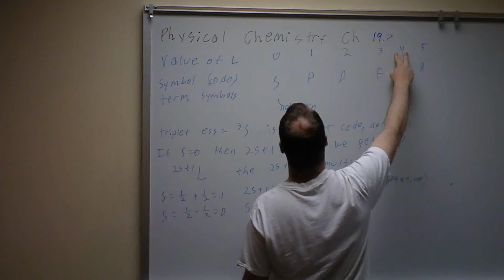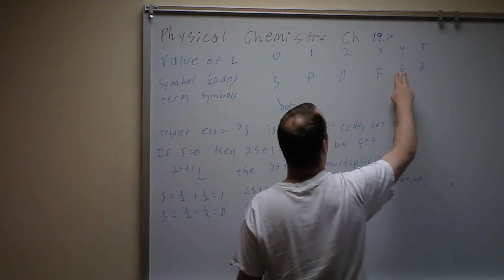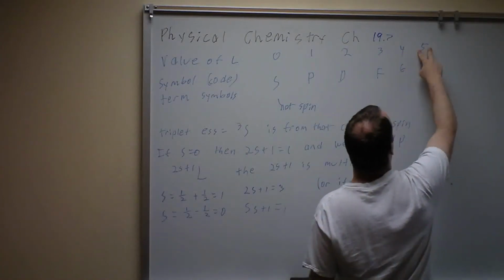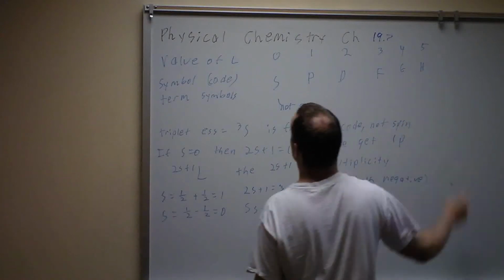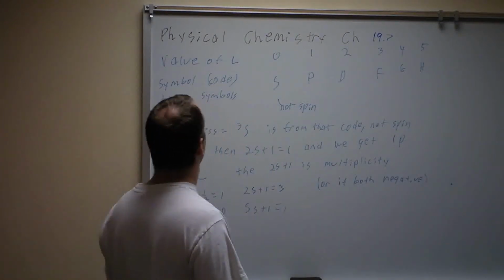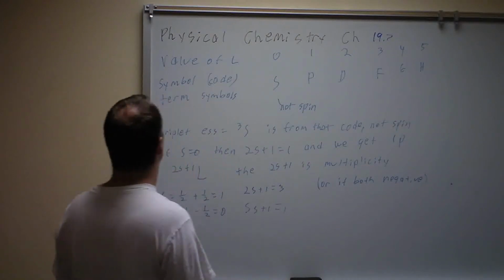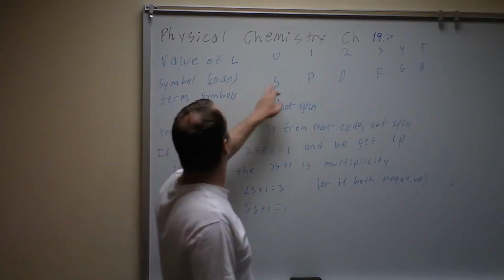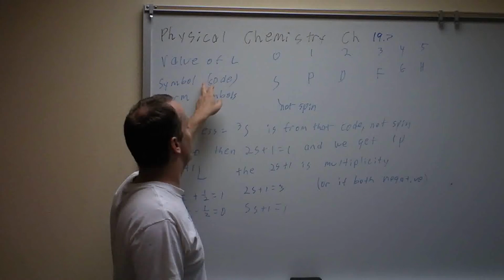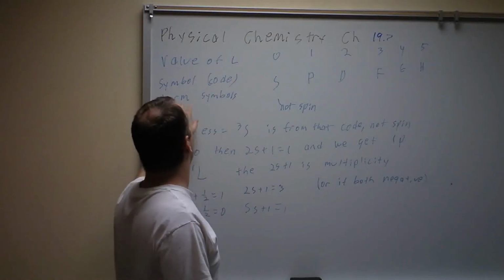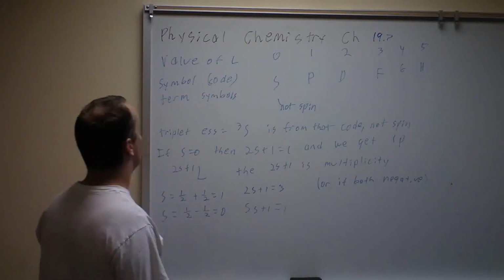If capital L is equal to 4, then we use capital G for G shell. Or if capital L is equal to 5, then we just call it a capital H for the H shell, not to be confused with enthalpy or Hamiltonian, of course. So these are called the symbols for the orbital, or the code for the symbols, or term symbols, or whatever.